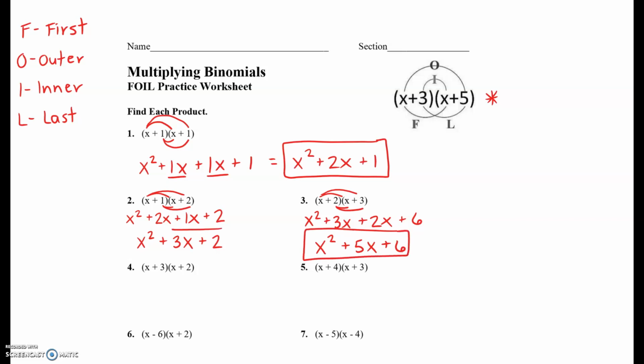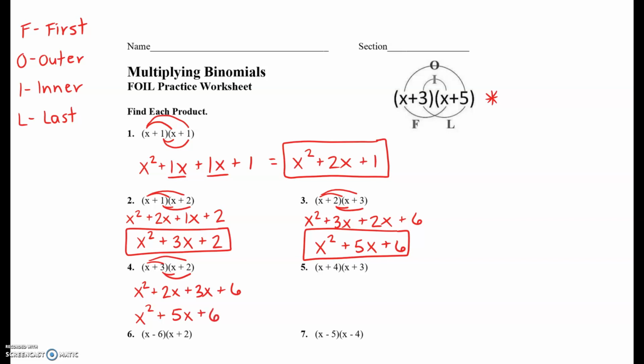Okay, now in number 4, you will notice, again, you have two positive numbers. You're following the same process. X times x is x squared. X times 2 is 2x. Multiply your inner and your last terms. 3 times x is 3x. 3 times 2 is 6. Add your terms in the middle. Keep x squared plus 5x plus 6.